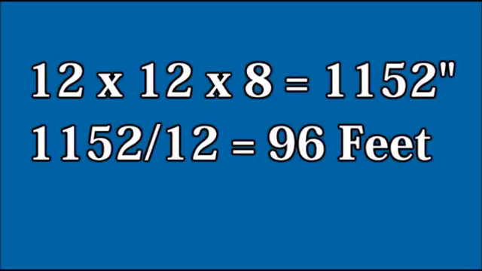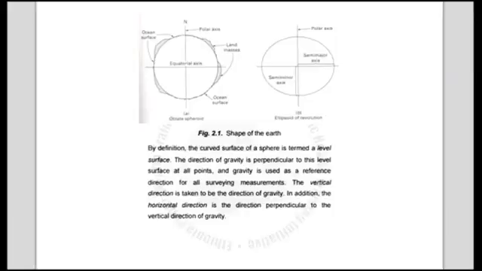So let's see, they seem to think that 20 kilometers doesn't have a big effect. Well, that's 12 miles, and 12 times 12 times 8 is 1,152 inches. Divide that by 12, and that's 96 feet. So if 96 feet of curvature does not make a big deal to a leveler or a surveyor, we've probably got an issue. Let's look at the next point.